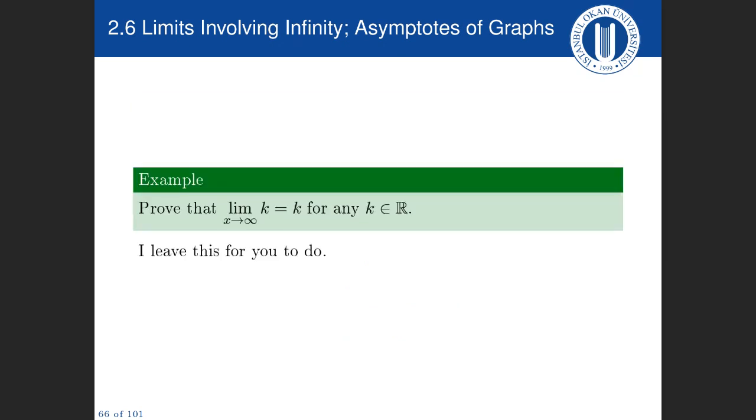Prove that the limit as x tends to infinity of k is equal to k for any number k. I'm going to leave this one for you to do. Look back at how I proved it for limit x tends to c last lecture. You can adapt that proof, but for the new definition of limit as x tends to infinity.